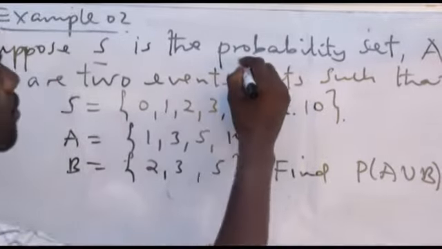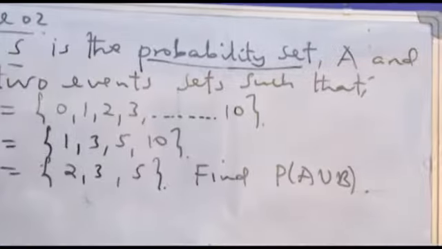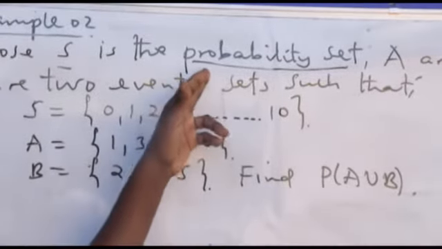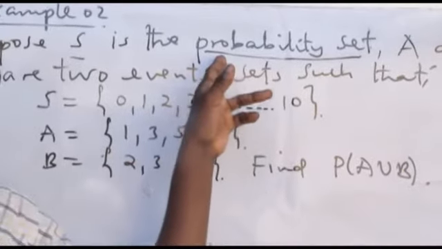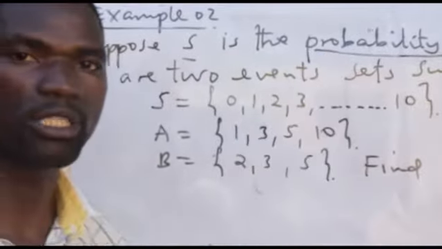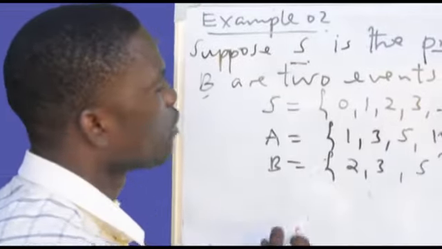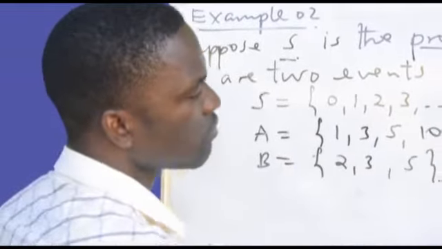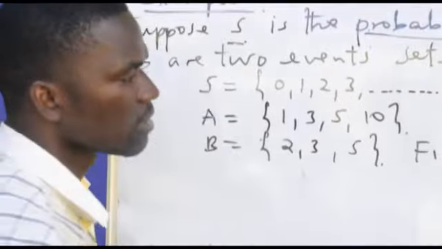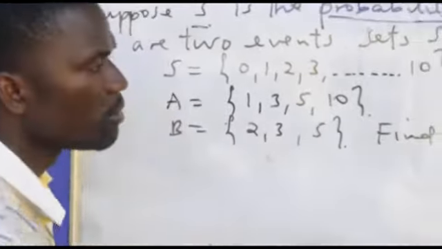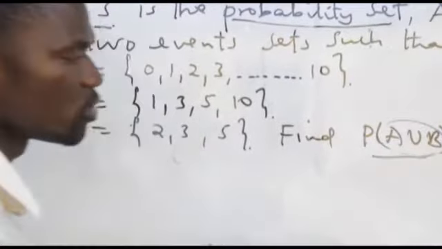Here, this language, probability set, you do not have to worry about. Probability set is another word for sample space set, so it is denoted by S. Now with these two pieces of information you are asked to find the probability of A union B, the probability of this event A union B to occur.